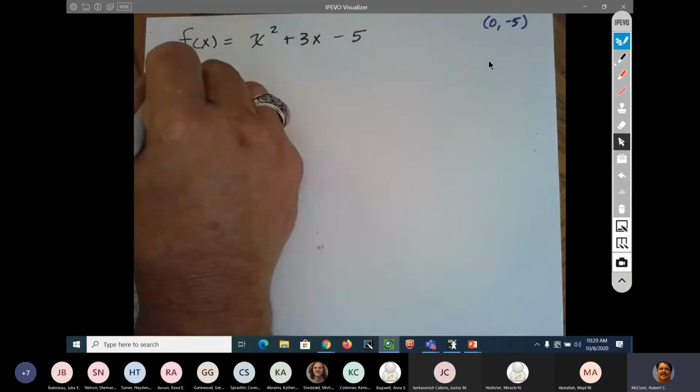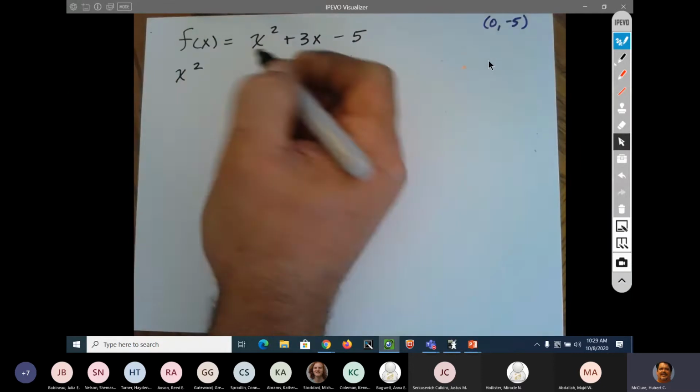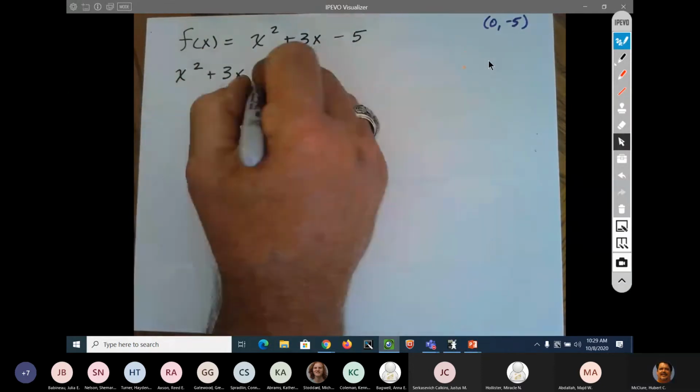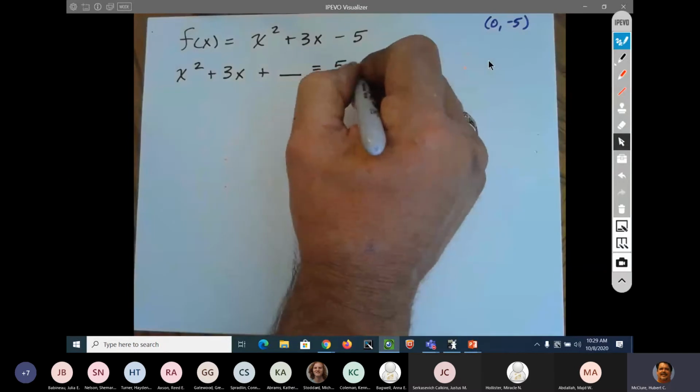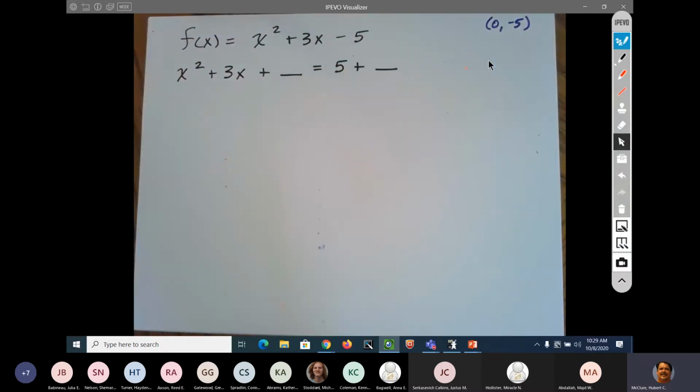x squared plus 3x plus blank is equal to 5 plus blank. Oh my gosh, what's going to happen now? We're going to have a fraction. So most of you should just go ahead and quit right now, right?